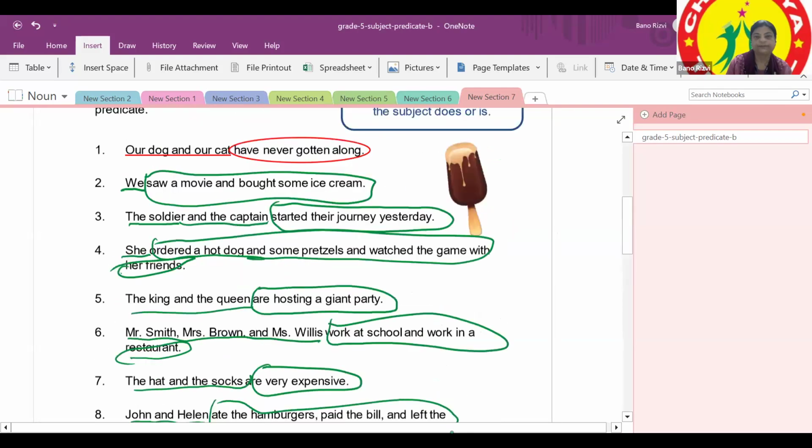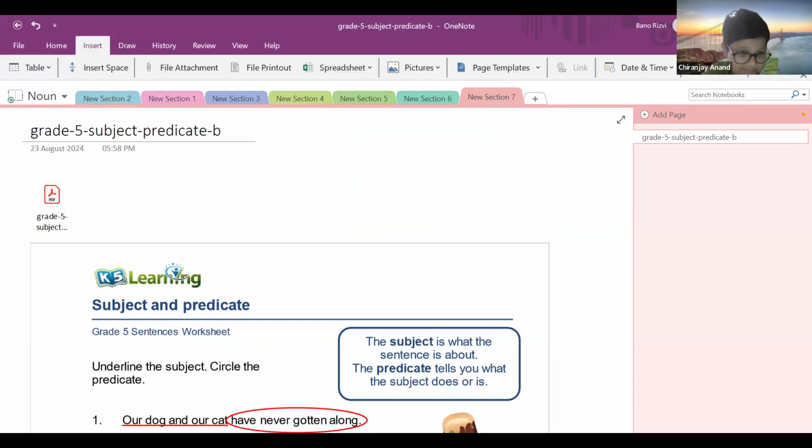Okay, so that's it. Yes, ma'am. Okay, so all of you understand? Yes, ma'am. So do you know how to pick out verbs? Yes, ma'am. Do an exercise for verbs.